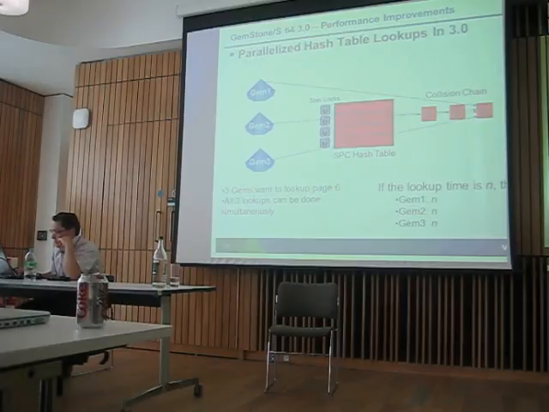So this is what we did in version 3. Lookups can now be done concurrently so that, in this example, gems 1 through 3 can search the row 14 of the dictionary and the collision chain at the same time. There's no serialization. Again, this gives a fairly good improvement in throughput in busy systems on the shared cache.